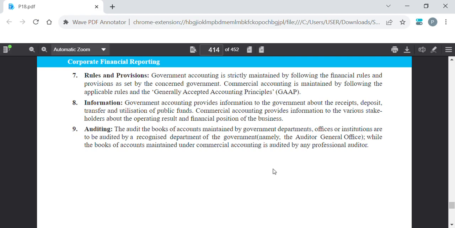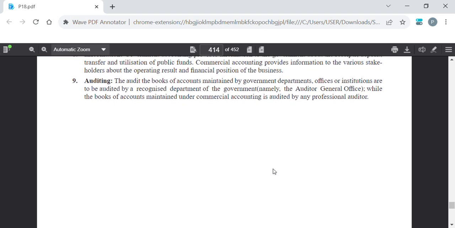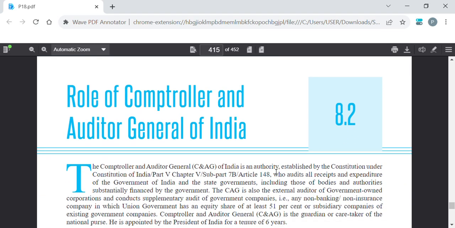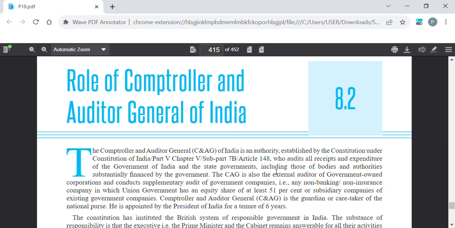Very important answer. You can expect this answer for 4 marks, 6 marks, 8 marks. Long answers also you can expect. We'll go to the next, 8.2, Role of Comptroller and Auditor General of India. So who is the Comptroller and Auditor General of India? A person who performs audits of Indian government accounts.